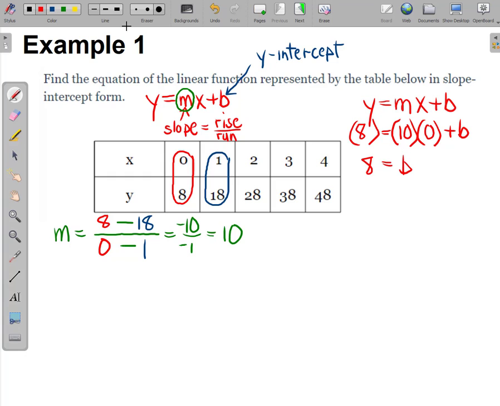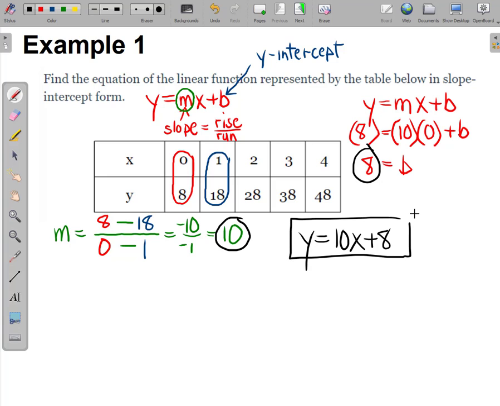So to clarify, I'm going to go ahead and write my final answer. My m value is 10 and my b value is 8. So my final answer is y equals 10x plus 8. I'm going to box that right there and we're good to go.